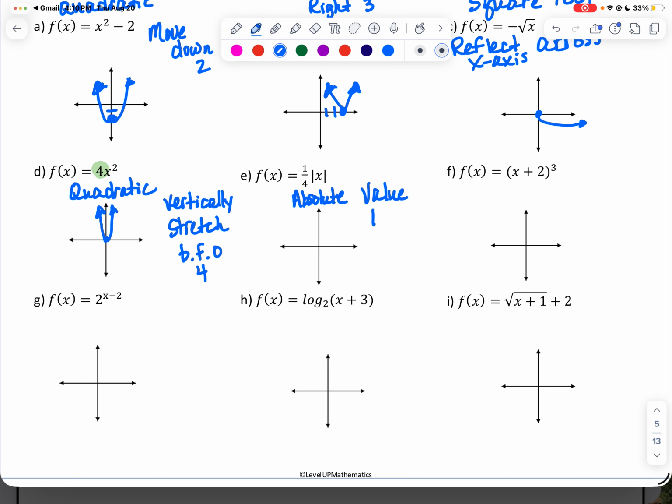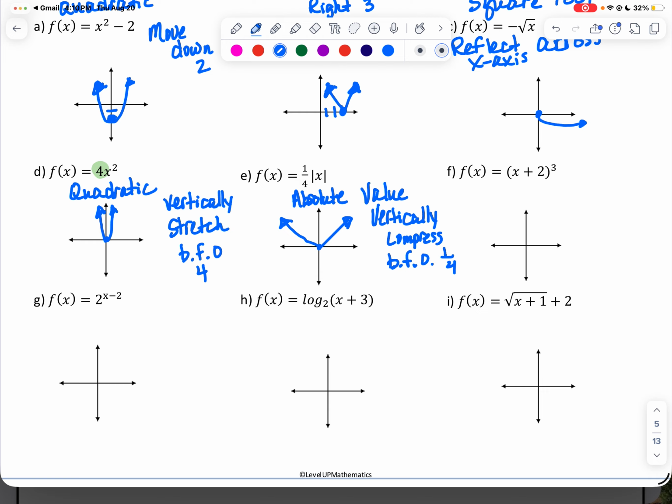So this is going to vertically compress by a factor of 1/4, which means our V is going to get wider. It's going to vertically compress. It's flattening out towards the x-axis.